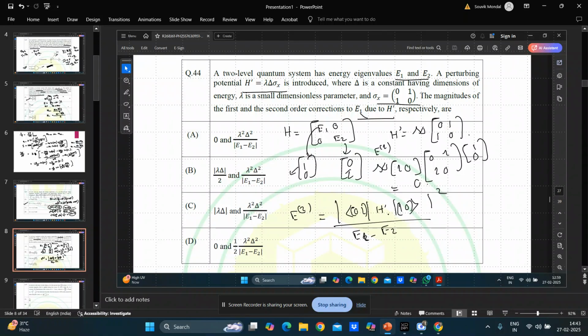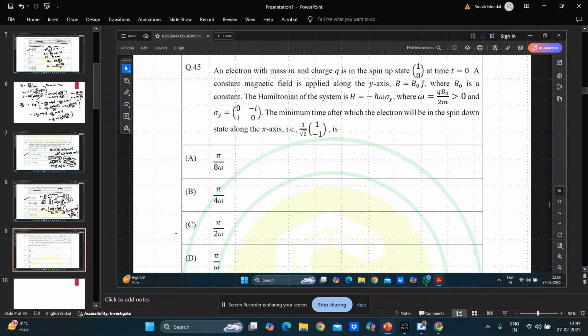This is the configuration of the get to state. Now what is this element? This element is lambda square delta square into 0 1 h prime is 0 1 1 0 and 1 0 and mod square. So if you calculate, this element will give you 1, right? So it will be lambda square delta square divided by e1 minus e2. Okay, so this is the second order correction. So this option will be correct.